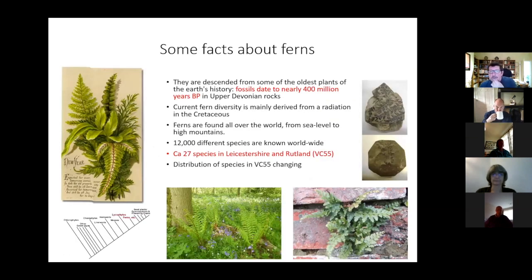Facts about ferns: they're some of the very oldest plants in the Earth's history. The fossils go back nearly 400 million years. Here's a couple of fossil ferns from the Leicestershire Museum's collections. That one's quite attractive, really. The diversity is mainly from radiation in the Cretaceous, and there are about 12,000 species worldwide, of which there are 27 in Leicestershire and Rutland. Now, that's give or take a few. It depends really how you look at classification, and how many have gone extinct or not. We're not quite sure.